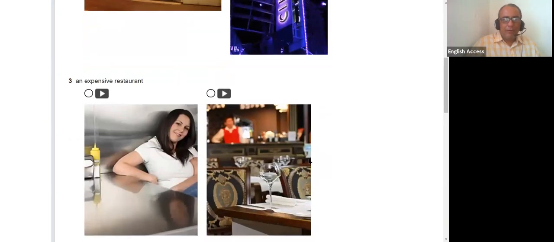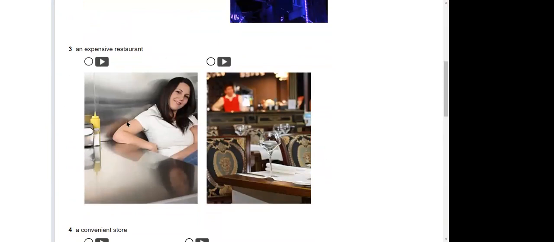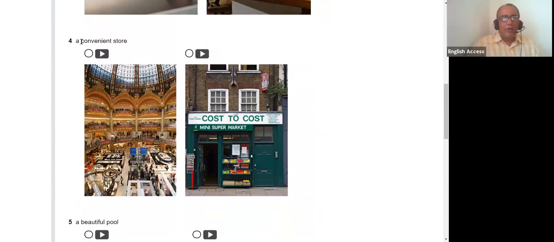An expensive restaurant. Which one is an expensive restaurant? Second picture. The second picture right here. An expensive restaurant. Exactly. Number 4, a convenience store.